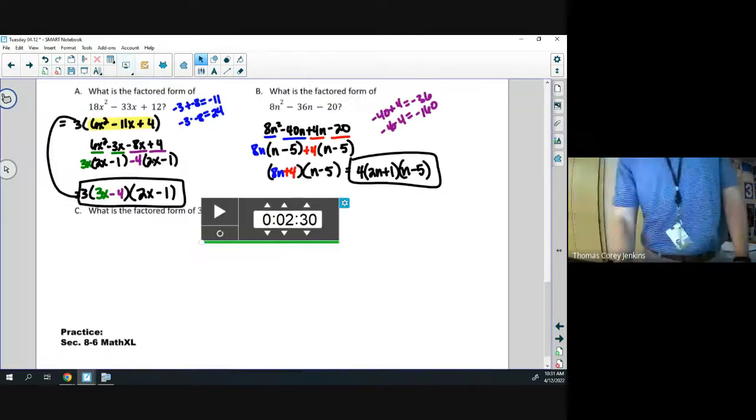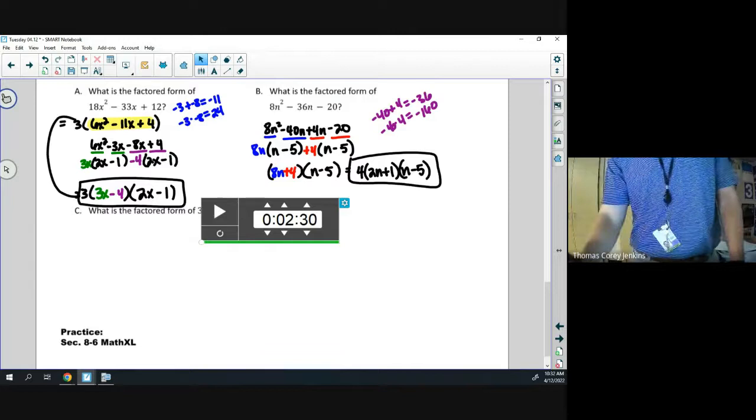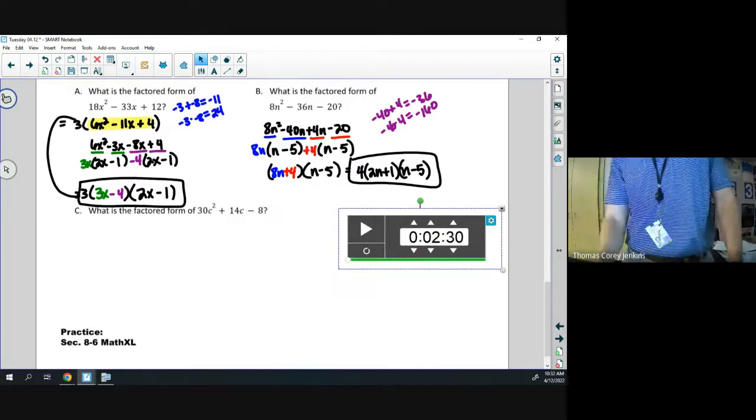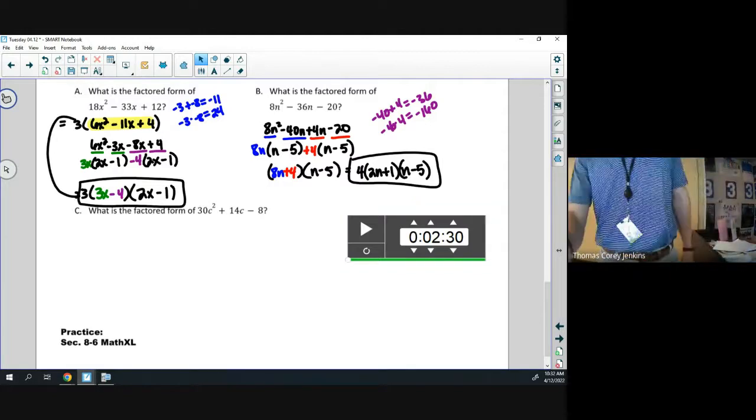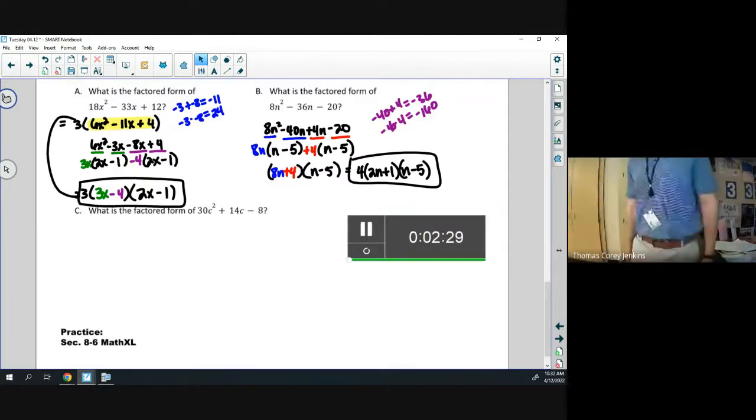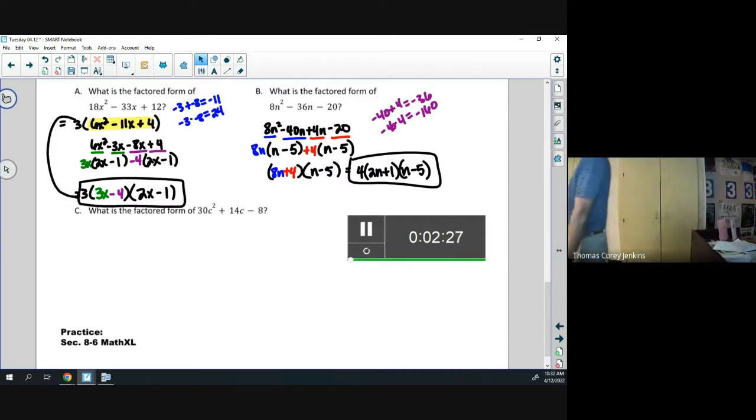All right, so let me give you a similar one. I'll give you about 2.5 minutes to get as far as you can. And there is going to be a GCF either at the beginning or at the end, okay? So you should have a number times a binomial times a binomial. That should be the form of your answer at the end of the day.